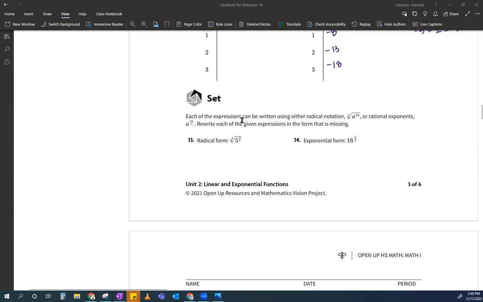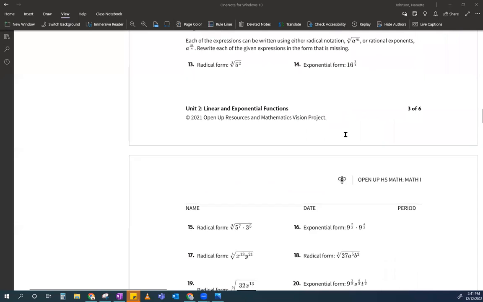It says each of the expressions can be rewritten in radical notation like this, the nth root of a to the m, or with rational exponents like this, a to the m over n. Rewrite each of the given expressions in the form that's missing. So number 16 is in the form of rational exponents, so they want me to rewrite it using radicals. Okay. So how do we do this?